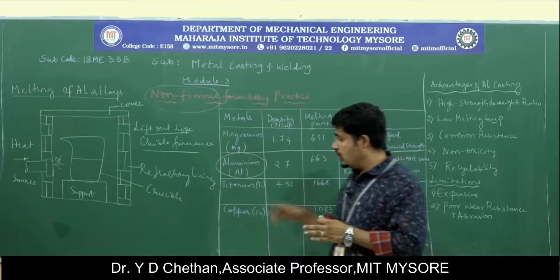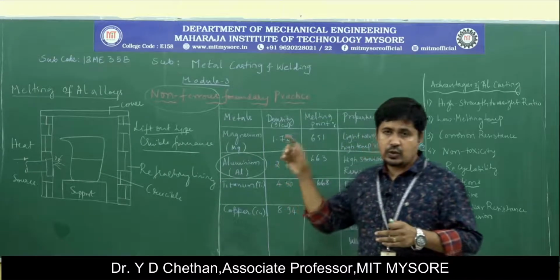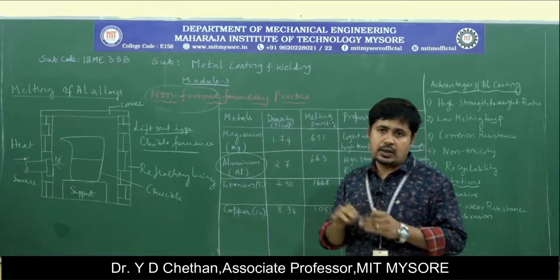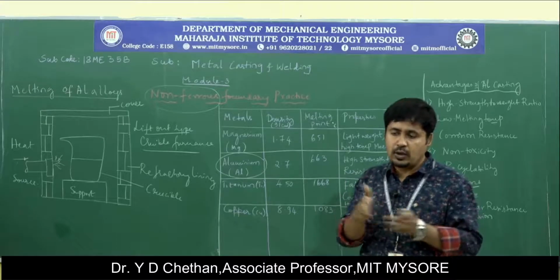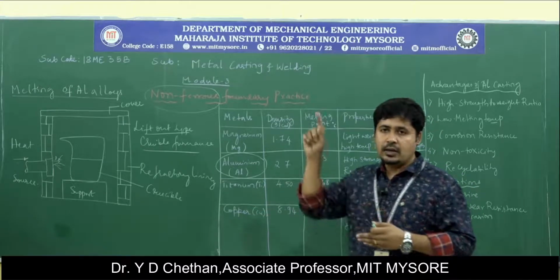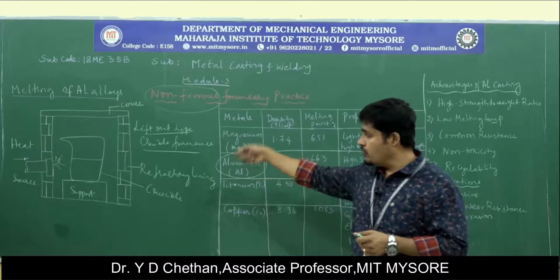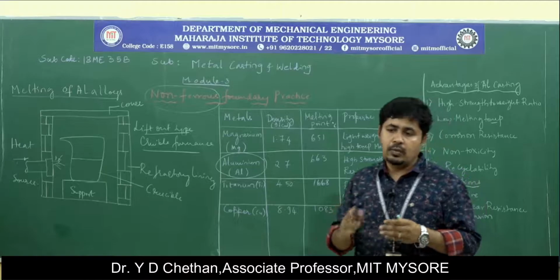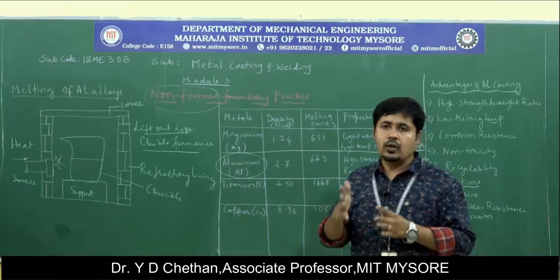So here we need to provide the heat in such a way that it has to reach the pouring temperature. Once the aluminum has reached the pouring temperature, I mean it has changed the phase from solid to liquid, then make use of tongs and all. You can lift the crucible and take the liquid aluminum and pour it into the mold cavity. Then after solidification you can take out the product.